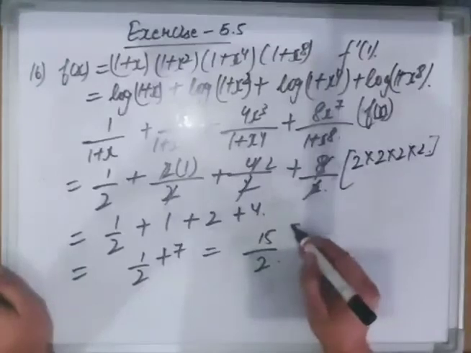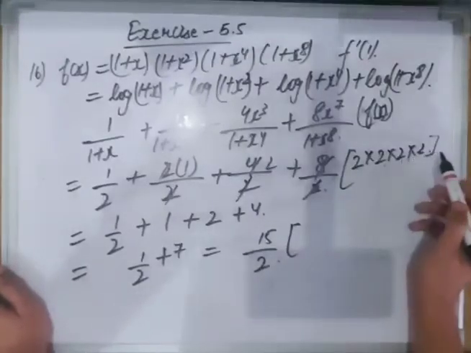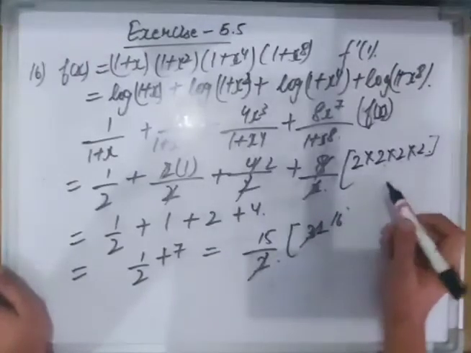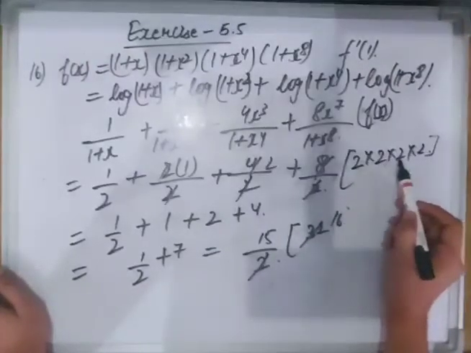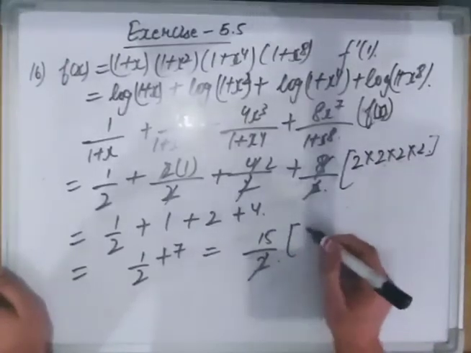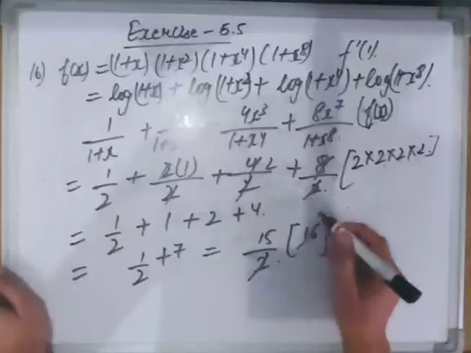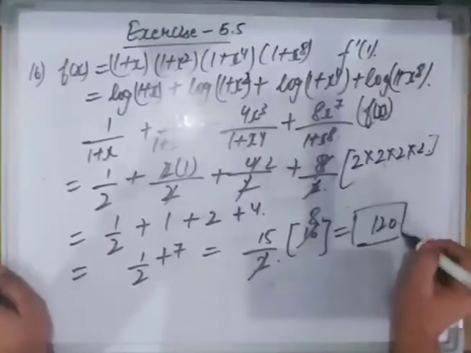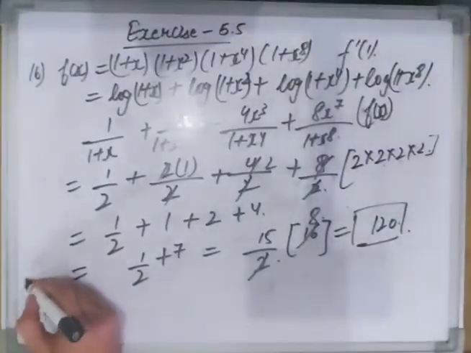Here we have 2 to the 4, 4 to the 8, 8 to the 16, so we have 16. Then 15 times 8 is 120. So this is the value of f dash 1.